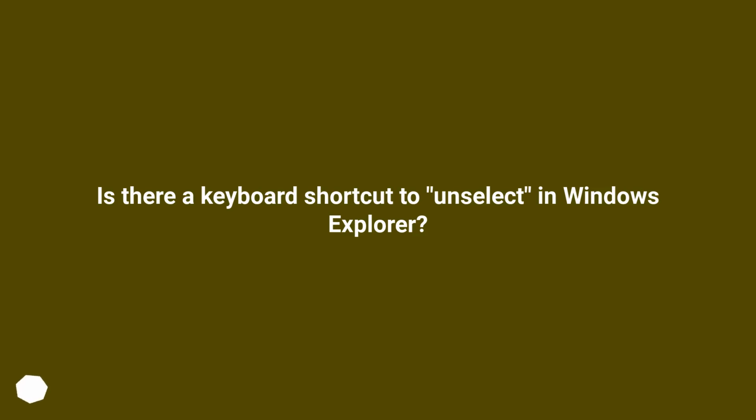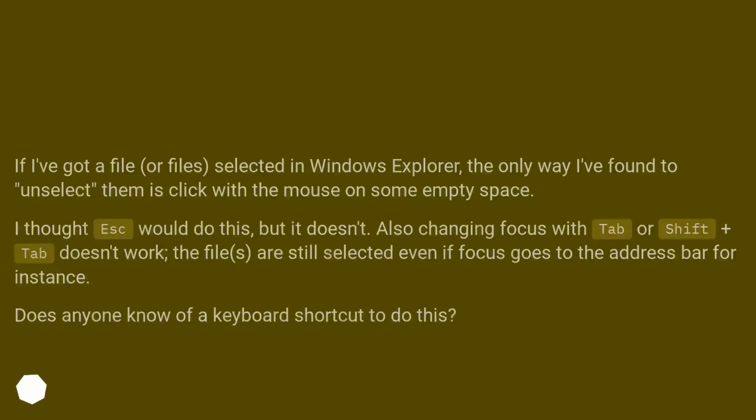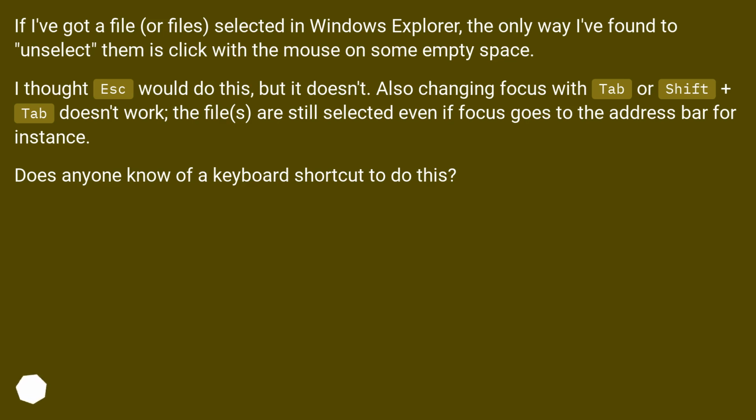Is there a keyboard shortcut to unselect in Windows Explorer? If I've got a file, or files, selected in Windows Explorer, the only way I found to unselect them is to click with the mouse on some empty space. I thought Escape would do this, but it doesn't.